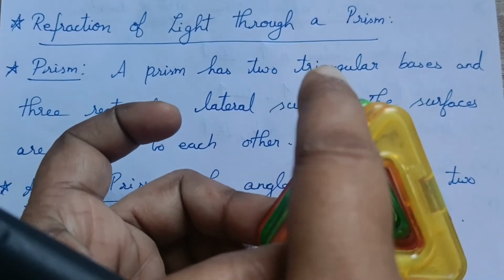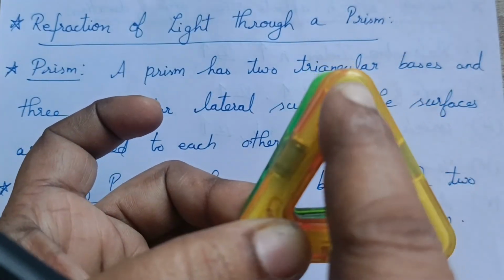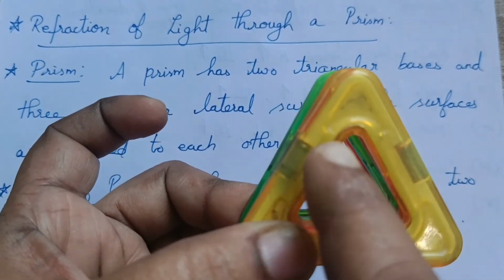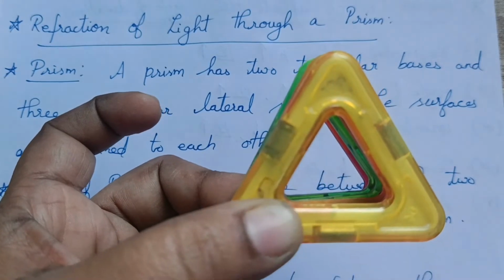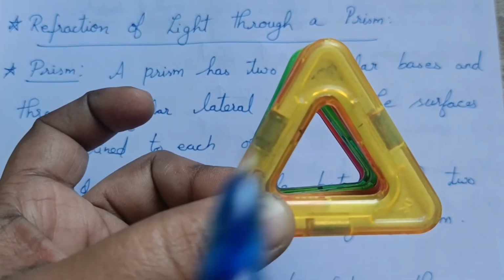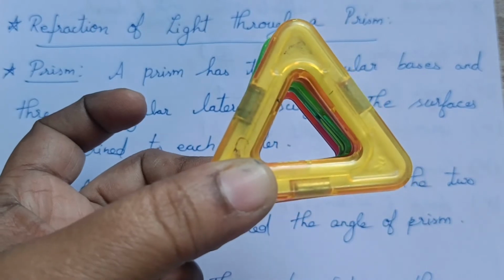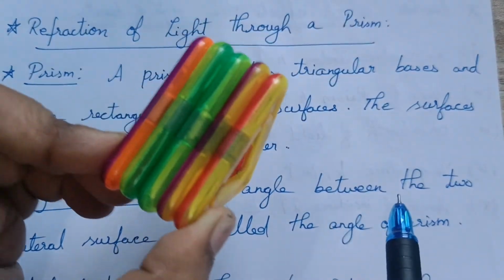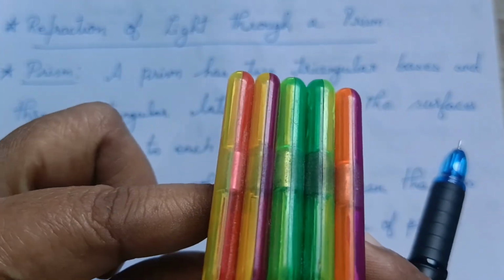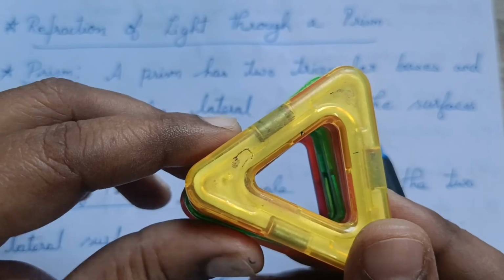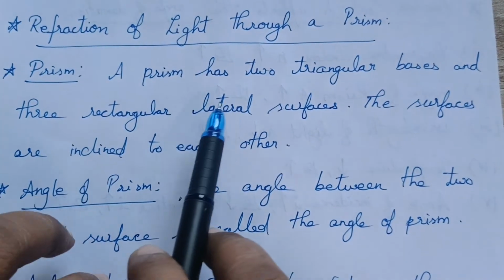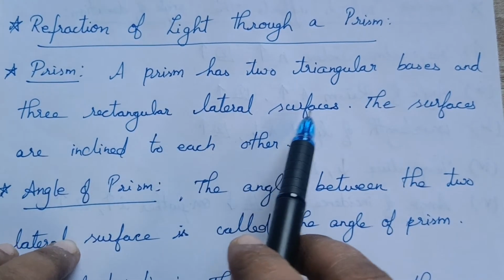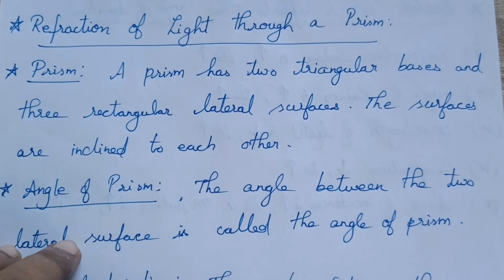So these rectangular lateral surfaces are inclined to each other. It is not separated, it is inclined to each other. The angle made with these two surfaces is called angle of prism. Okay, this is angle of prism. So imagine that it is colorless and made up of glass, you can imagine, I think so, right? A prism has two triangular bases and 3 rectangular lateral surfaces. The surfaces are inclined to each other.